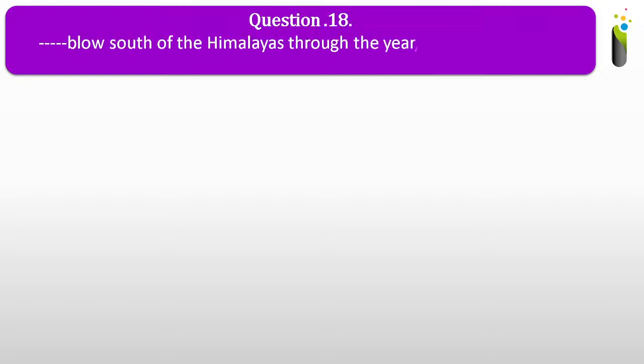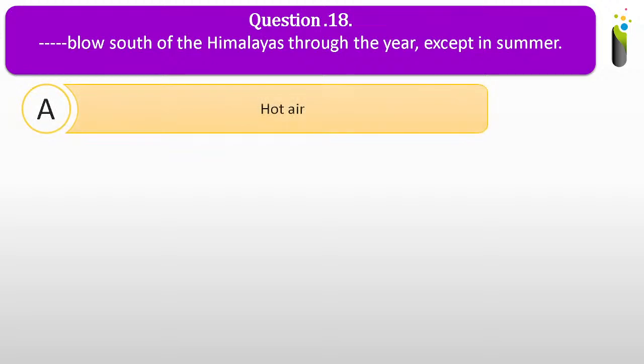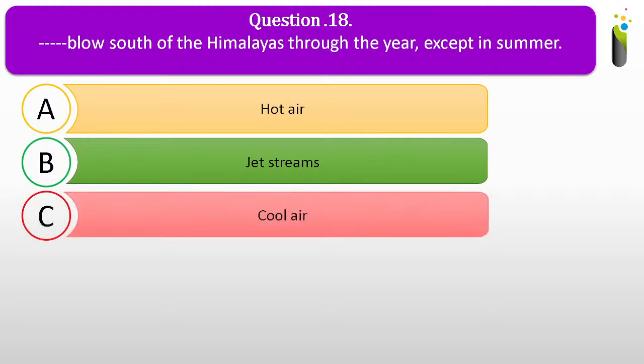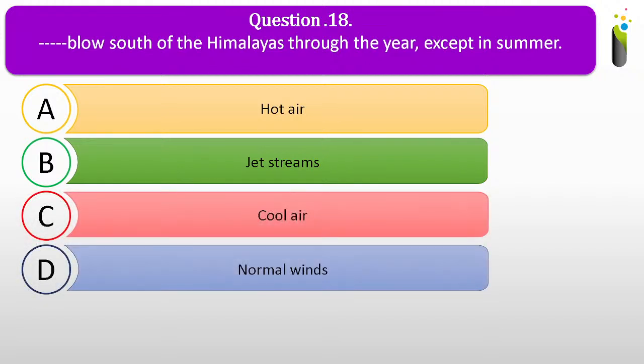Dash blow south of the Himalayas through the year except in summer? A. Hot air. B. Jet streams. C. Cool air. D. Normal winds. And your time starts now.